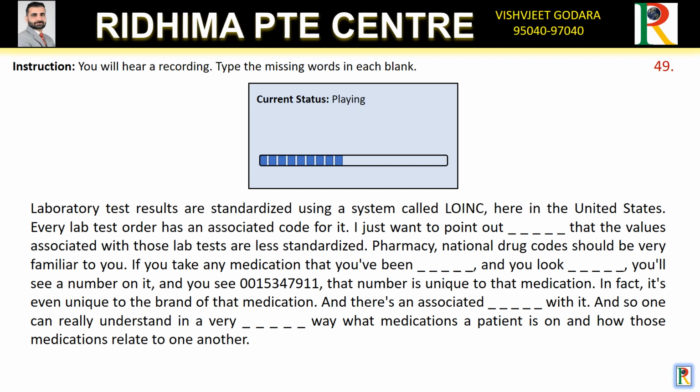Pharmacy national drug codes should be very familiar to you. If you take any medication that you've been prescribed and you look carefully, you'll see a number on it, NDC 0015347911. That number is unique to that medication. In fact, it's even unique to the brand of that medication. And there's an associated taxonomy with it. So one can really understand in a very structured way what medications the patient is on and how those medications relate to one another.